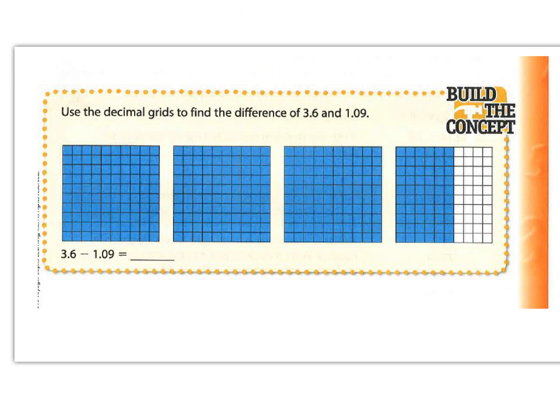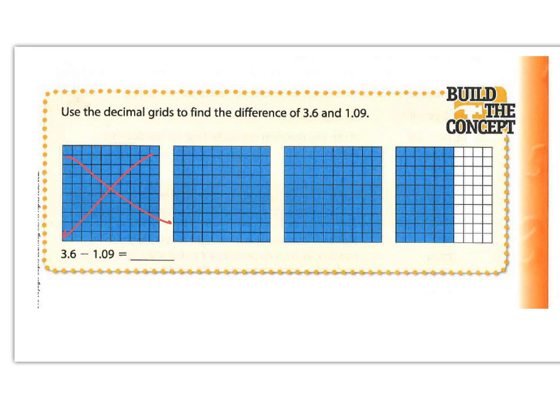All right, now it says we're going to use the decimal grids to find the difference of 3.6 and 1.09. So remember, when you're doing that, difference means subtraction. So here we have 1, 2, 3 wholes, and then 6 tenths shaded in. 1, 2, 3, 4, 5, 6 columns, which those are 10 each. So that's 3 and 6 tenths. Well, we're going to take away 1 whole. So we're going to subtract that.